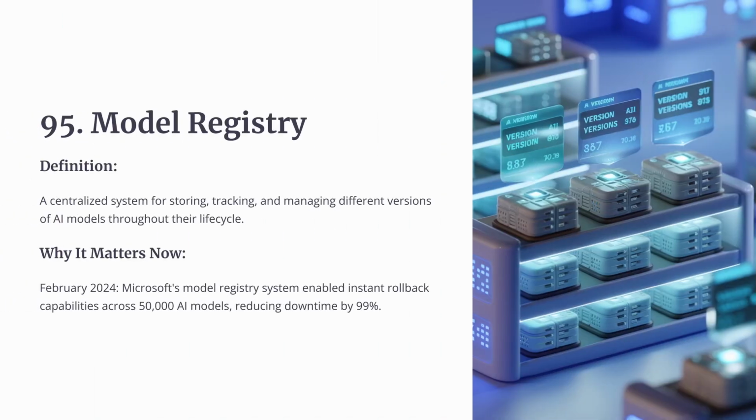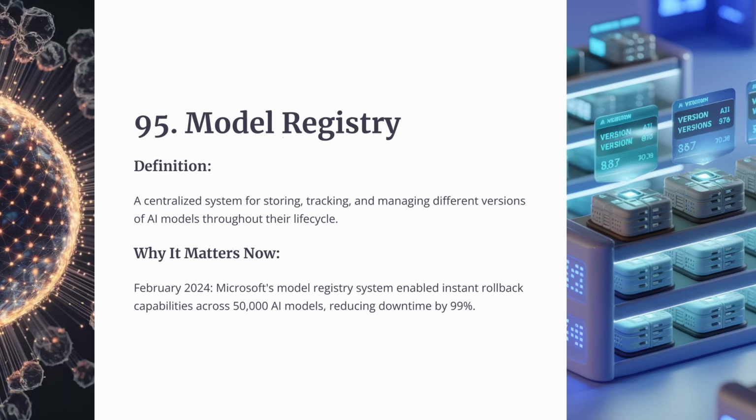A model registry is a centralized system for storing, tracking, and managing different versions of AI models throughout their lifecycle. Think of this as a library where every book remembers all its previous editions. Microsoft's system is incredible because it's like having a magical library where you can instantly revert any book to any previous version across 50,000 books simultaneously. It's making model management virtually foolproof.